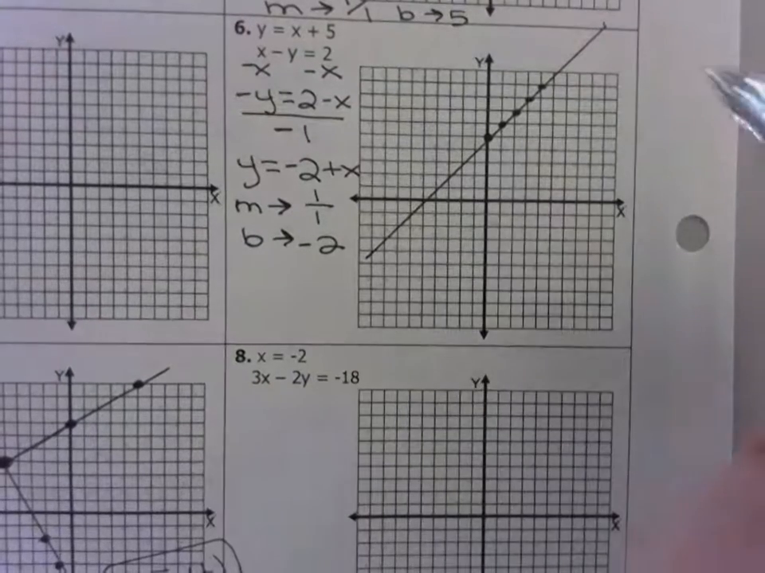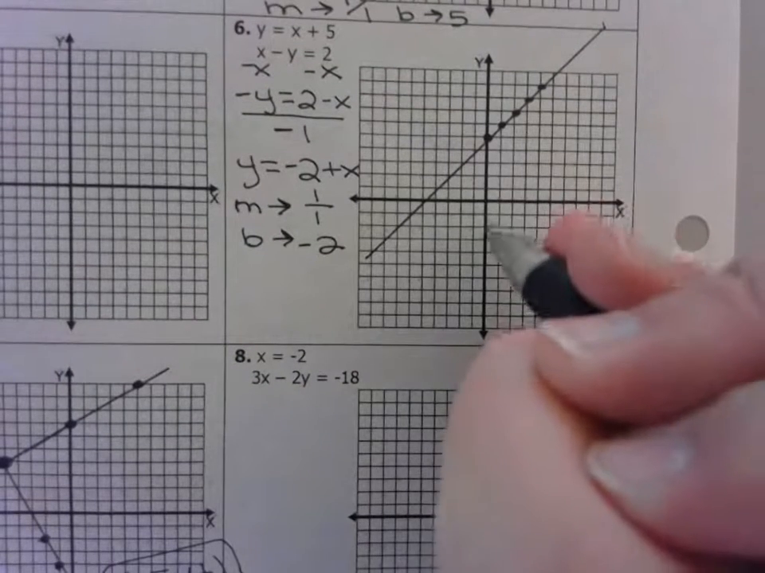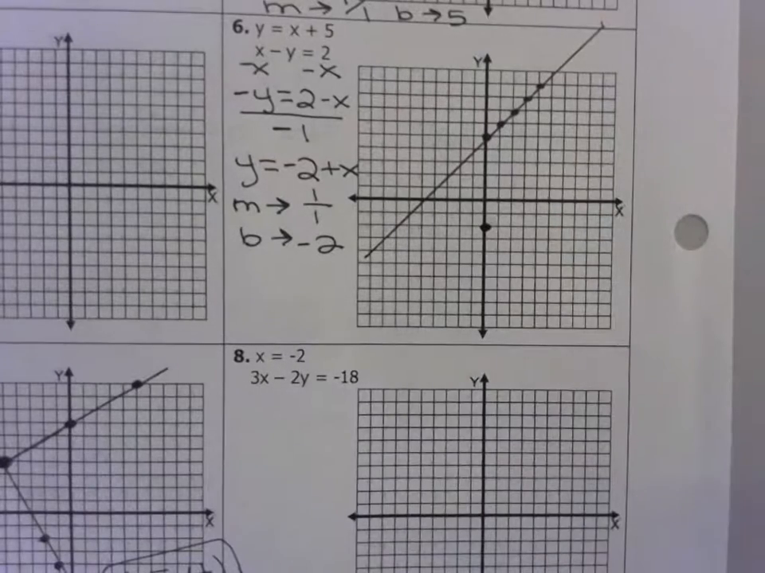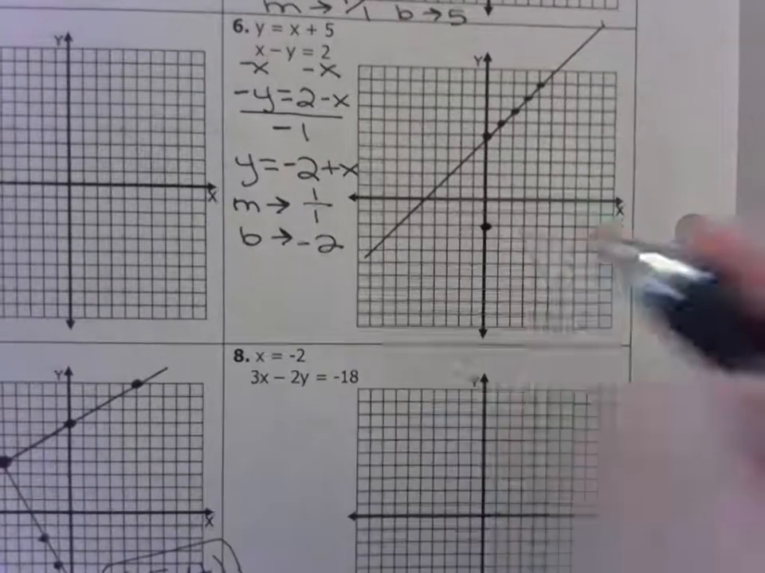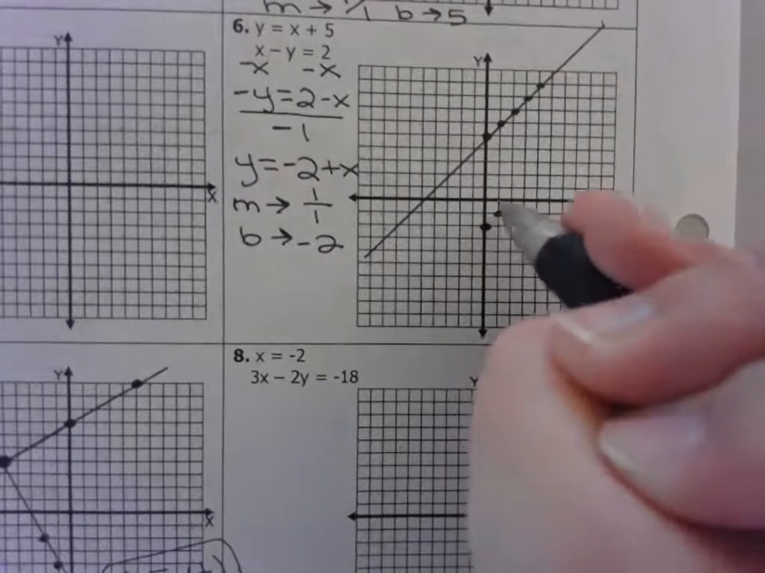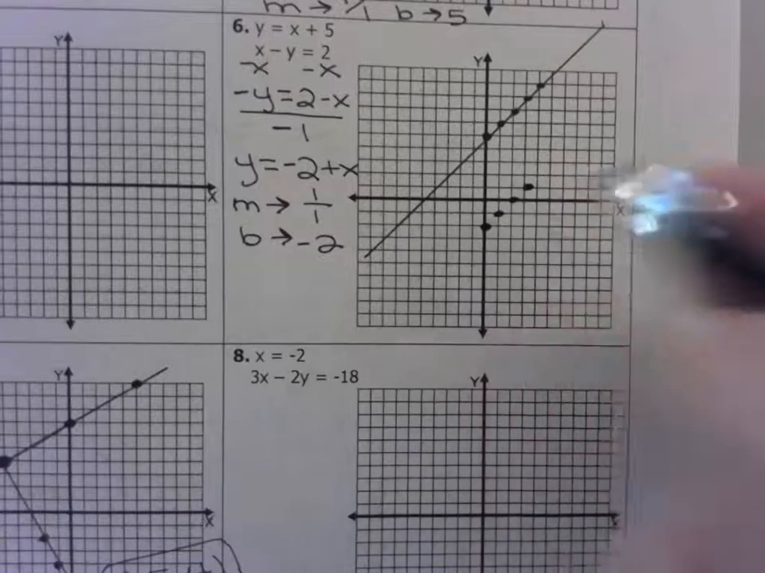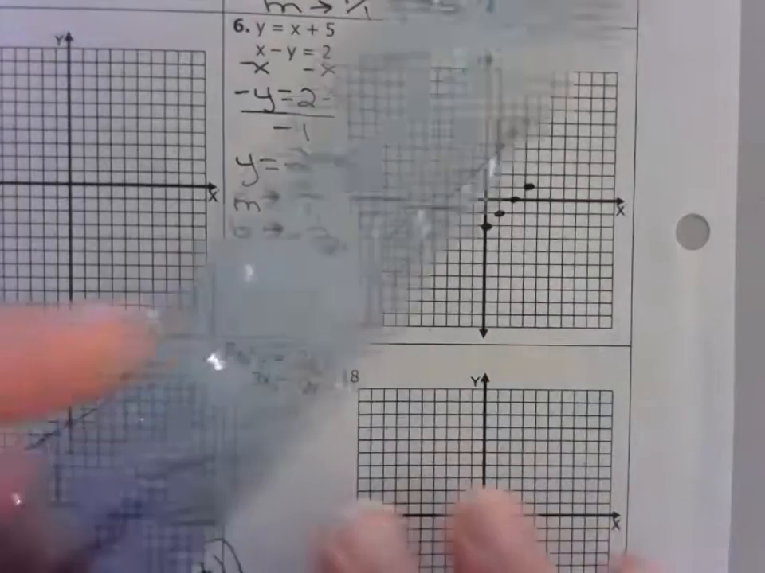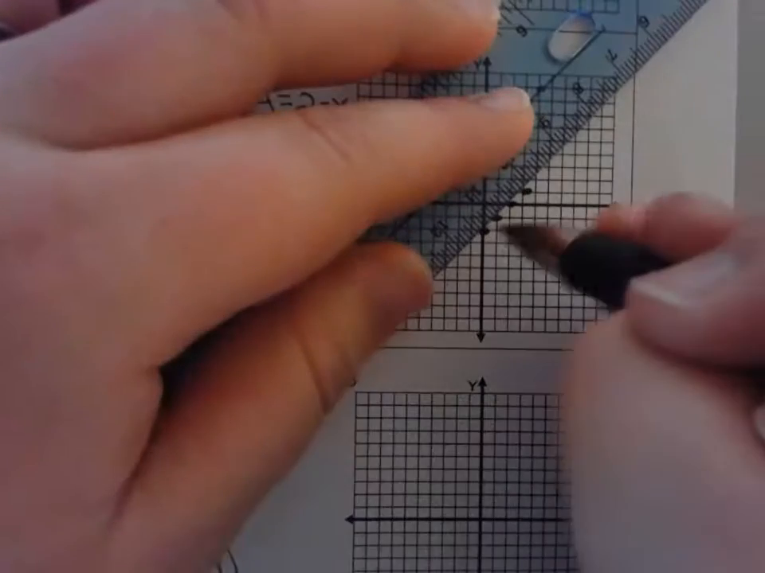Okay, y-intercept negative 2. We're going to go down 2, put a point. How do I get my other points? Up 1, right 1, up 1, right 1. So we notice my lines are parallel.